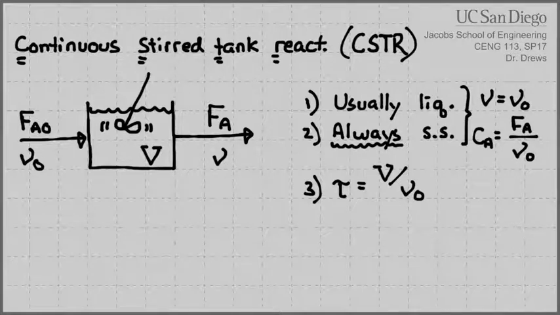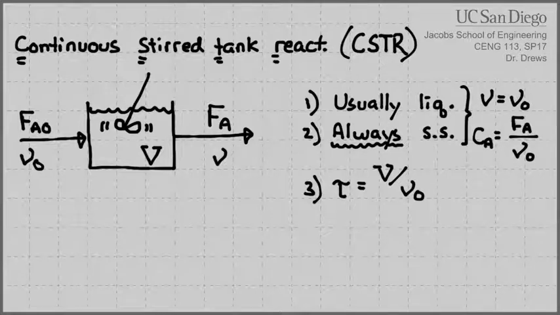As we'll see when we get to the energy balance, if you want to change the temperature of the reactor, you just put a jacket around it in the same way that we had sketched for a batch reactor, which I will sketch in tomorrow's or Monday's lecture when we talk about energy balances.